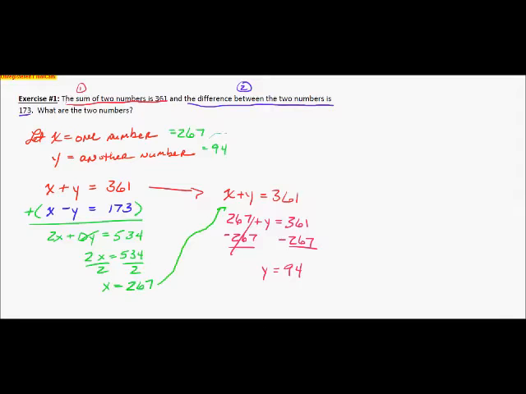All right. So there's an example of how we can use elimination method to solve a more wordy type problem. So let me turn that off.